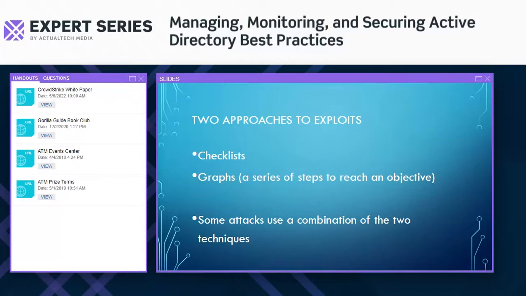So once they've got that starting point and that ending point defined, the only thing left to do is to figure out steps that they can take to go from point A to point B. That's the essence of a graph-based attack. Now, admittedly, there is some overlap between the two. For example, an attacker might start with a checklist attack and use that as an initial point of entry, and then move on to a graph-based attack from there.